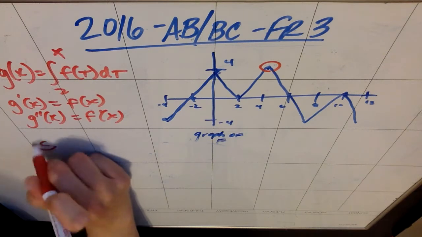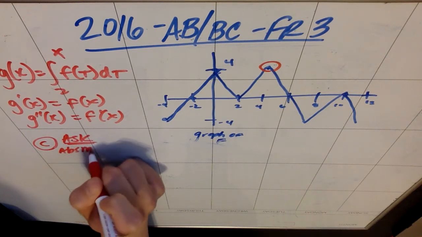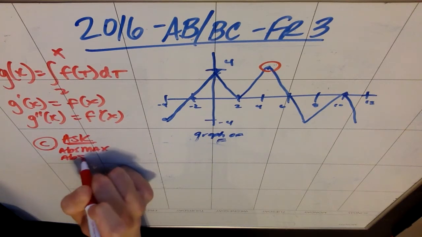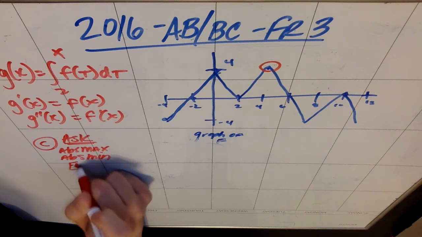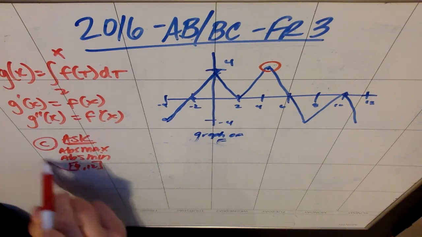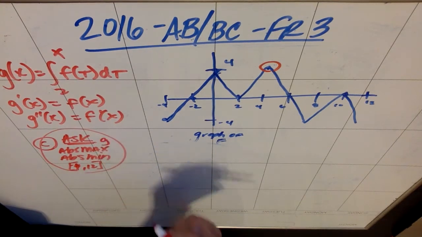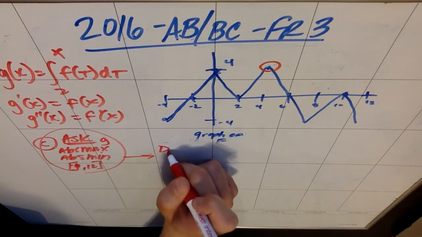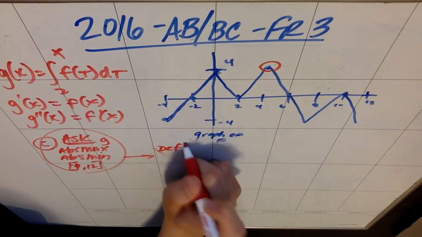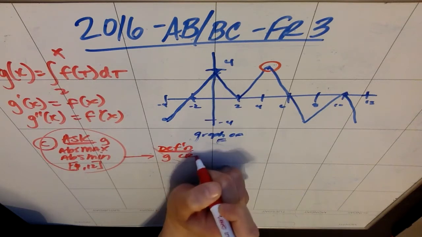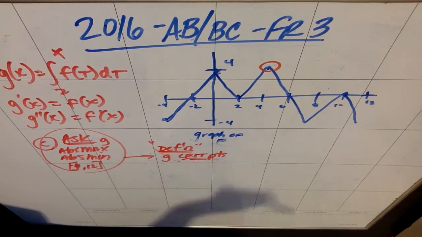So when we do part C, the ask is what's the absolute max and the absolute min on that window from negative 4 to 12. Sorry, I've been doing too many problems today. In order to find extrema, this is for G, not F. So we need to think about what we know about extrema: we need G's critical points.